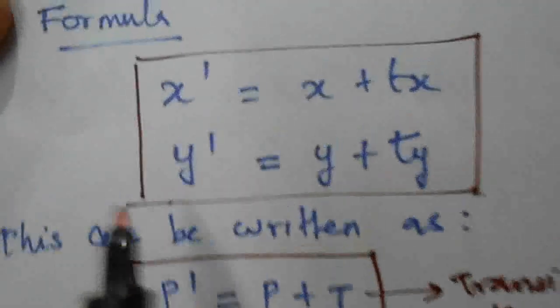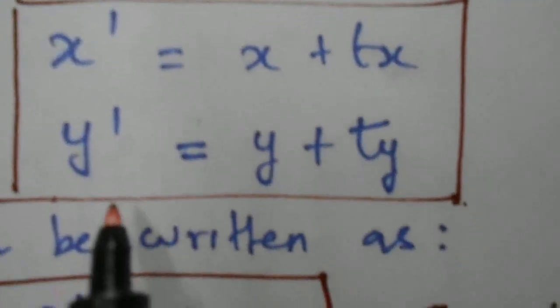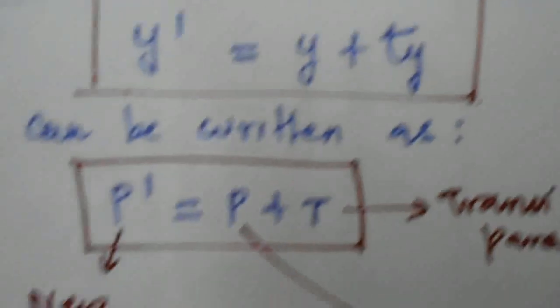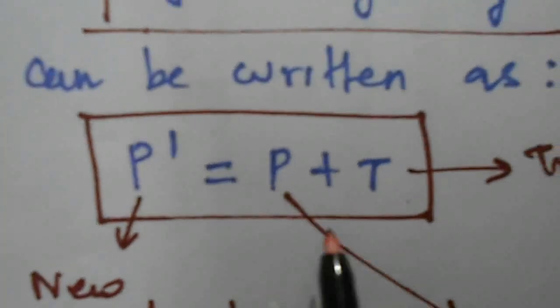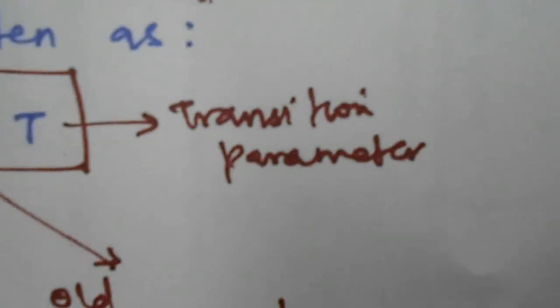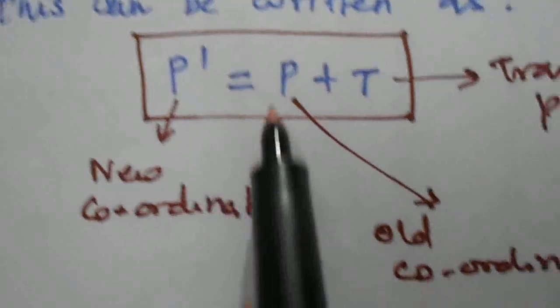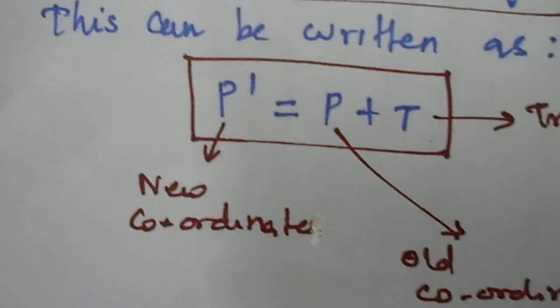The formula for the translation: x dash is equal to x plus Tx, y dash is equal to y plus Ty. This can be written in the common form, P dash is equal to P plus T. P dash is the new coordinate, that is x dash comma y dash. P is x comma y, the old coordinate, and T is the translation parameters Tx and Ty.